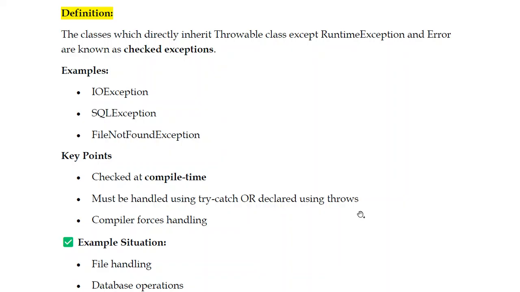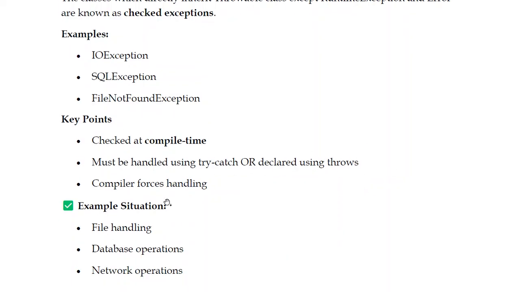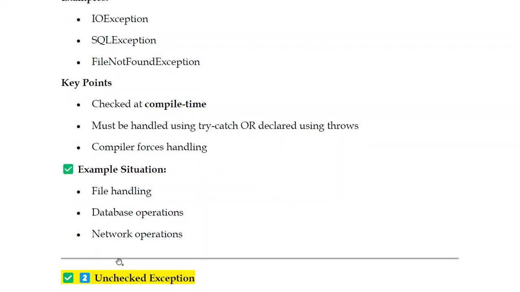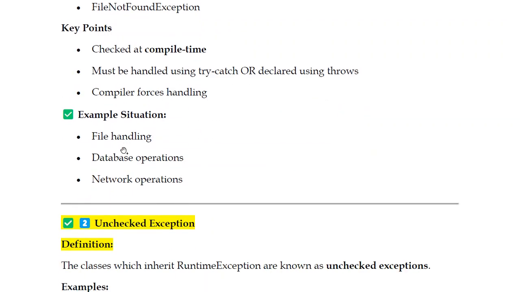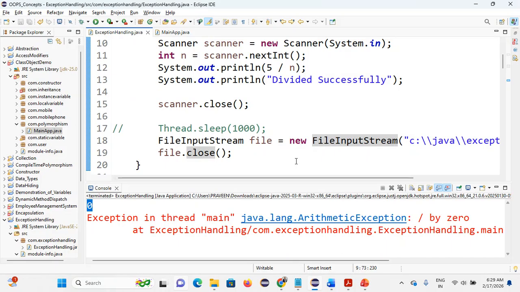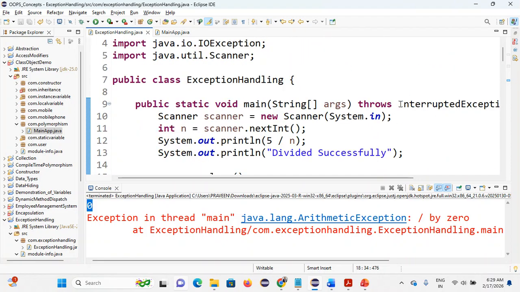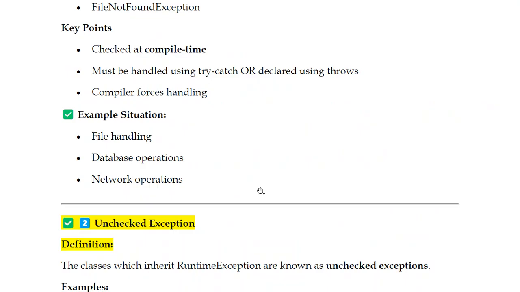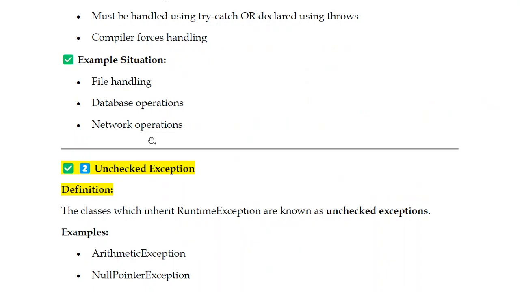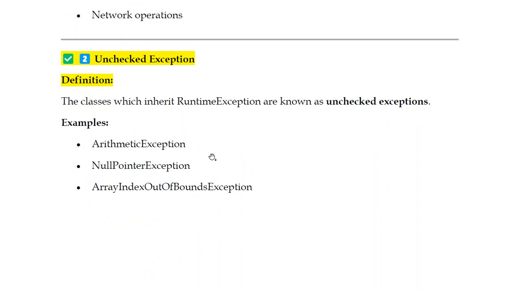You should handle them by a try-catch block or by declaring using throws. Now we are discussing only declaring using throws. In the forthcoming session, we'll discuss the try-catch concept. Now we are handling that exception using the throws concept only. The compiler forces handling. Example situations are file handling and database. Just as we have used the file concept, likewise you can use the database concept. Whether the database is present or not, you have to handle that exception beforehand. If the database or table is not present or the database is not connected properly, you have to handle that exception. Network exceptions are the same thing; you have to check the socket connections.